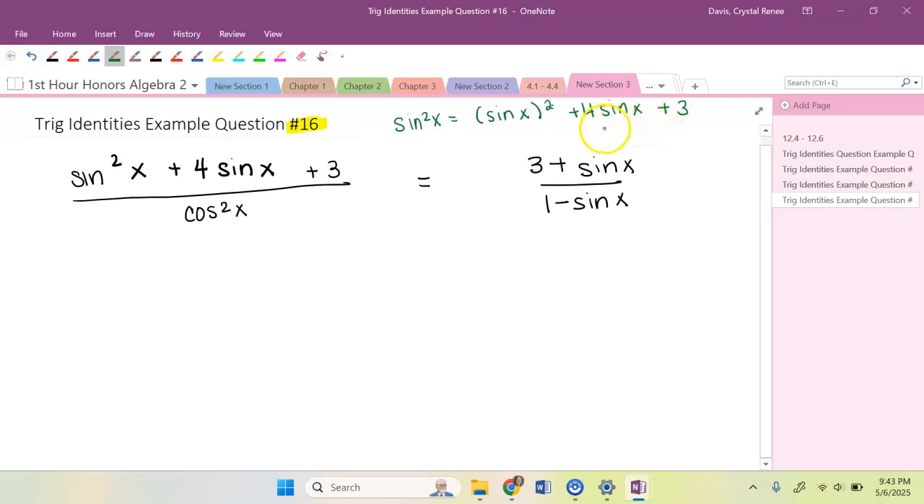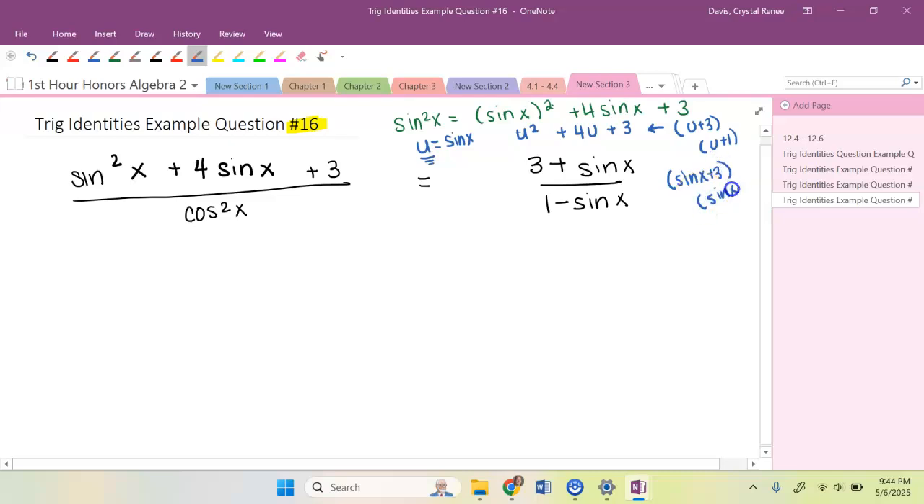Now think for a minute, if we let u equal sine of x, and substitute u in for sine of x, because after all, we're just substituting equivalent values, this would be u squared plus 4u plus 3. At this stage you should see that this factors into u plus 3 times u plus 1. If we substitute sine of x back in for u, we get sine of x plus 3 times sine of x plus 1.